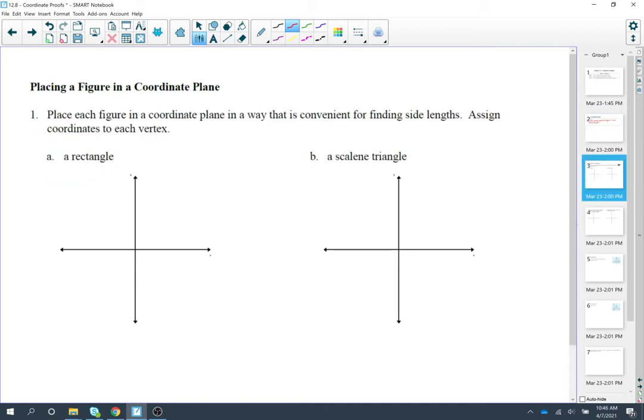Example 1, placing a figure in the coordinate plane. Place each figure in a coordinate plane in a way that is convenient for finding side lengths. And the key here is convenient. Then assign the coordinates to each vertex. So in part A we want to take a rectangle and place it in the coordinate plane so that it's easy to find the side lengths.